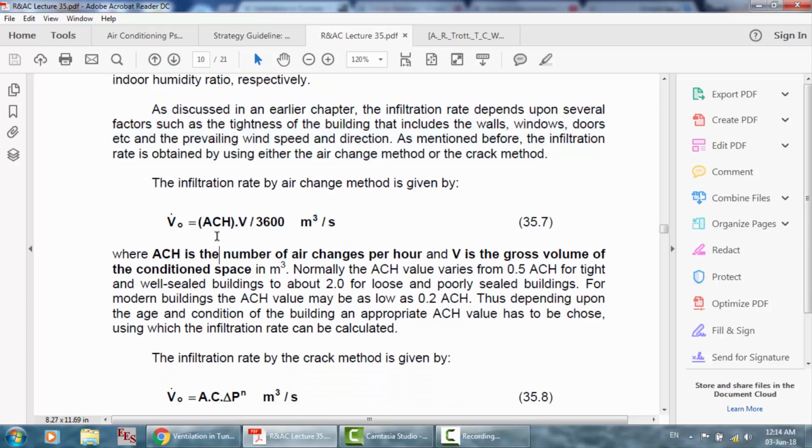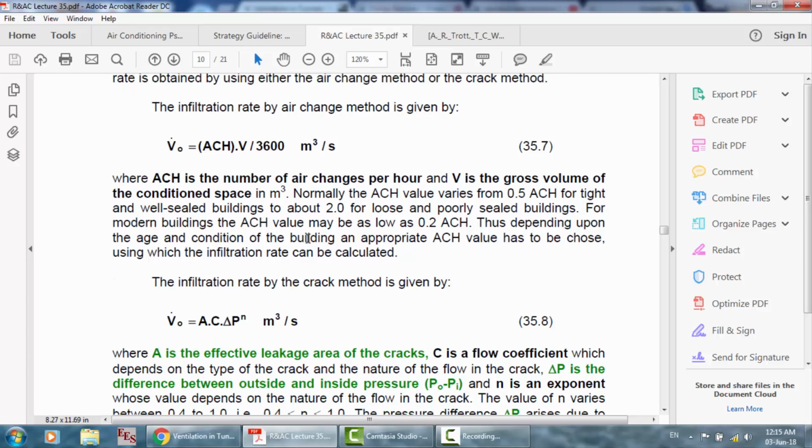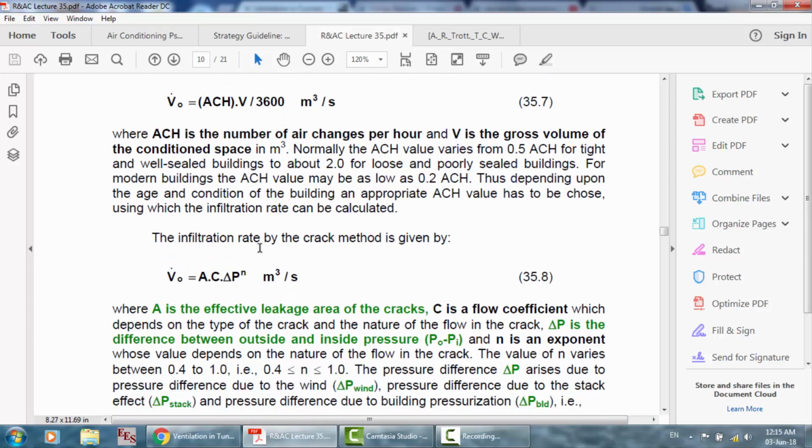is ACH multiplied by V divided by 3600 cubic meter per second, where ACH is the number of air changes per hour, and V is the gross volume of the conditioned space in cubic meter. Normally the ACH value varies from 0.5 ACH for tight and well-sealed buildings to about 2 for loose and poorly sealed buildings. For modern buildings, the ACH value may be as low as 0.2 ACH. Thus, depending upon the age and the condition of the building, an appropriate ACH value has to be chosen, using which the infiltration rate can be calculated.